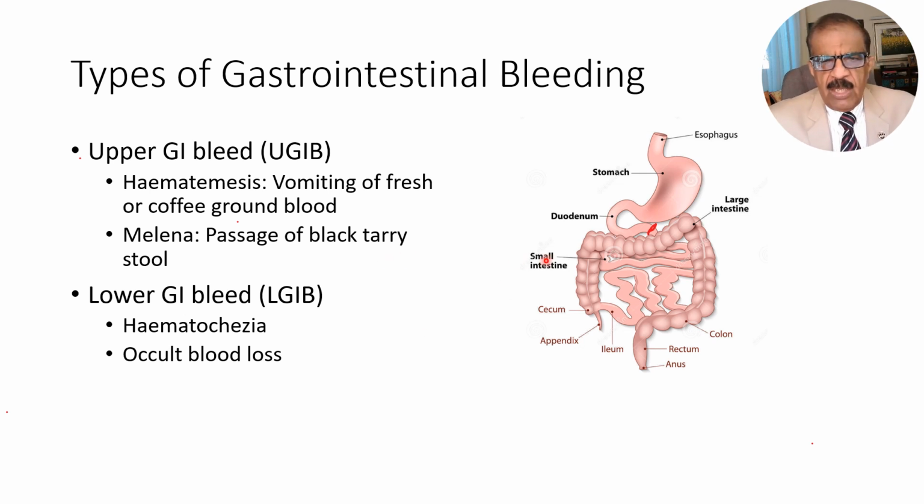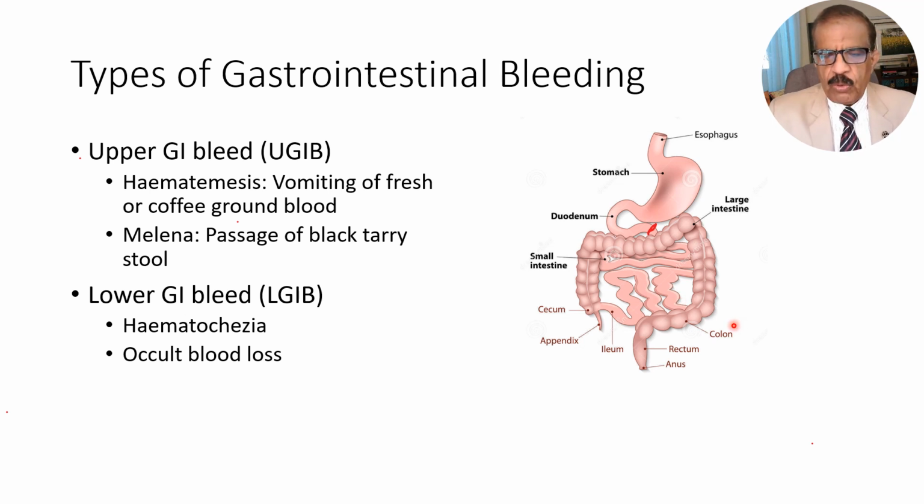Now let me talk about various types of gastrointestinal bleeding. Arbitrarily, we define it as upper GI bleeding, abbreviated as UGIB, upper gastrointestinal bleeding, or lower gastrointestinal bleeding. And which is the cut point? It is at the end of the duodenum, and this area is marked by a ligament they call the ligament of Treitz. The ligament of Treitz has got nothing to do with the bleeding, but it just indicates the anatomical landmark. Above that is the upper gastrointestinal tract, and below that is the lower gastrointestinal tract.